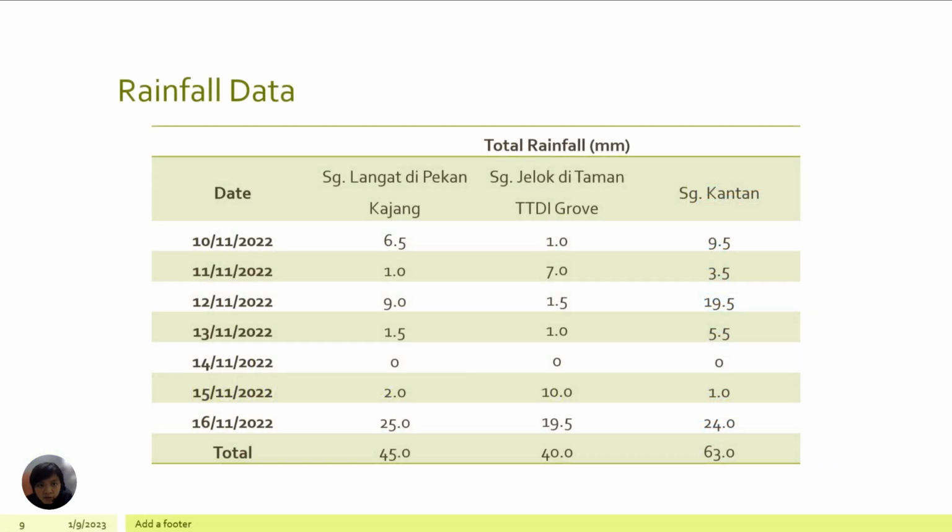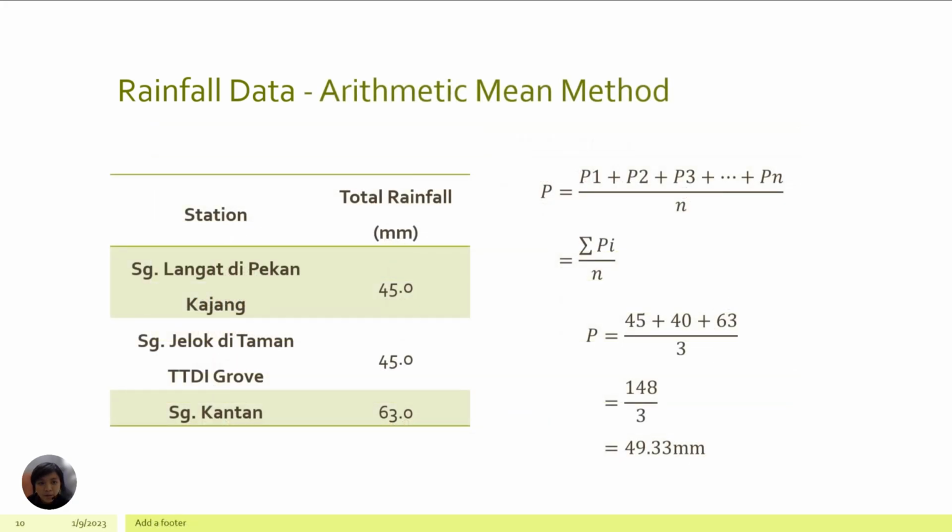From the 5 months that contain the highest rainfall events, we choose 7 consecutive days with the highest rainfall events, which is from 10 November to 16 November. To analyze the rainfall data, we use 3 methods to calculate the mean precipitation. First is the arithmetic mean method, which just uses the average of the 3 stations, and the mean precipitation is found as 49.33 mm.